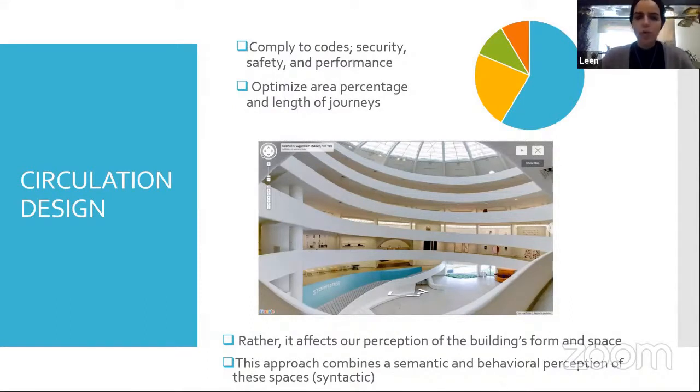However, what we're trying to say here is that circulation is not merely an optimization. It should be thought of as a positive element that affects how we understand the building, our perception of the building and our perception of the form and shape of the building. And that's why this approach is trying to shed light on the syntactic context of these spaces to combine their semantic and behavioral approach.